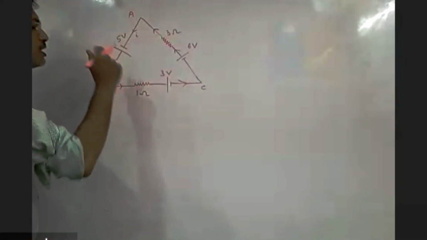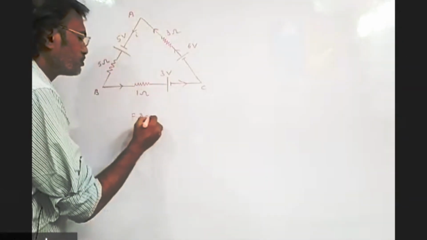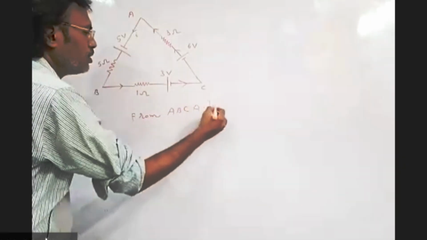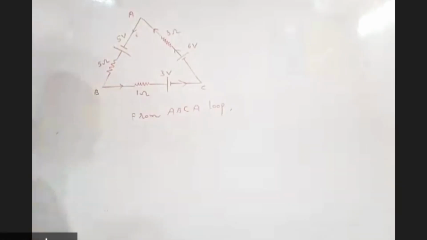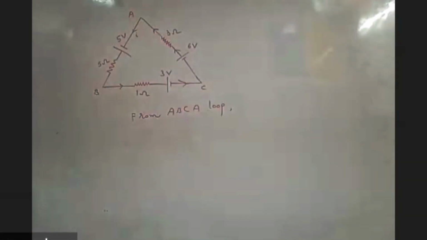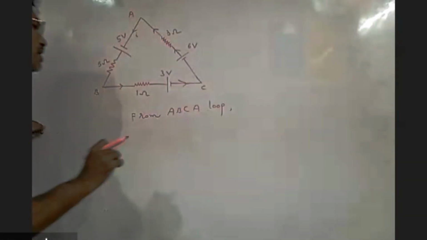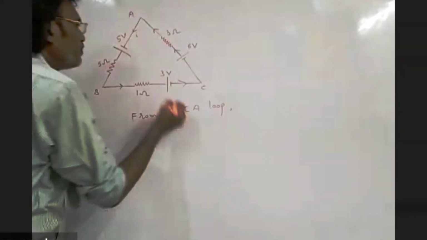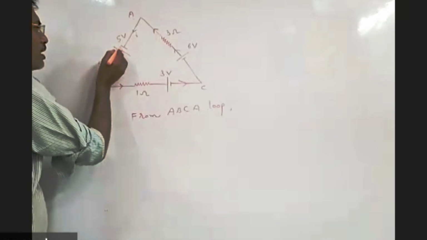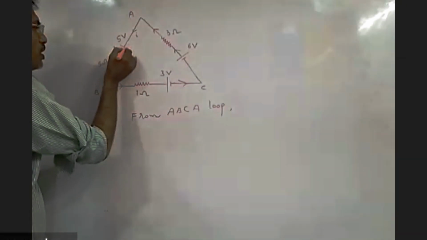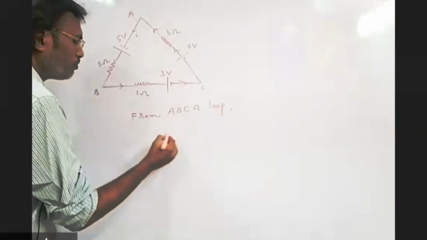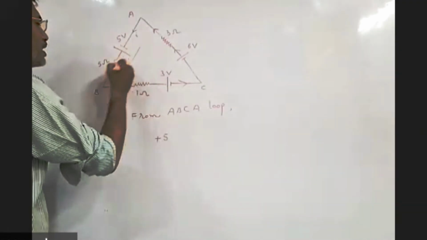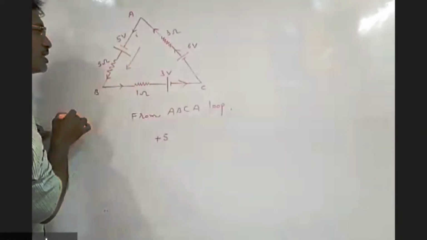By applying Kirchhoff's second law, here I am taking the loop A, B, C, A. At first move from A to B, negative terminal, and this is the positive terminal, low to high, plus 5. And then you are moving A to B, current also in the same direction, both are in the same direction.